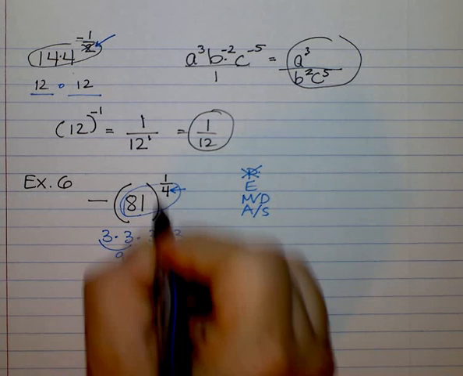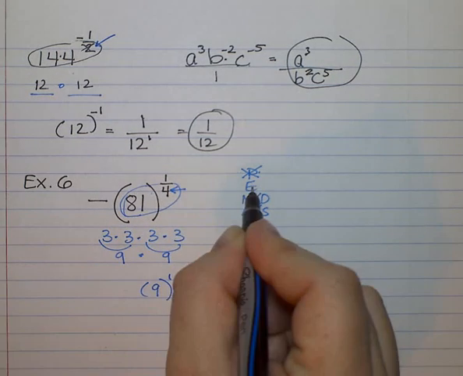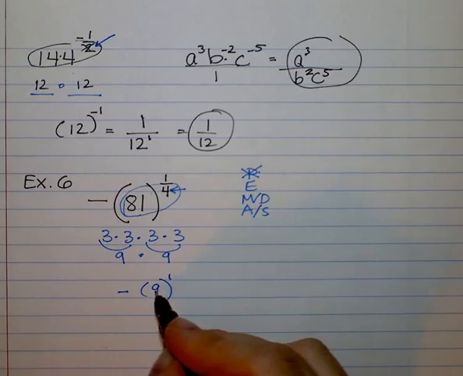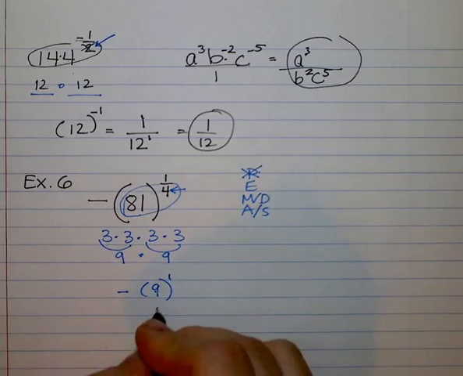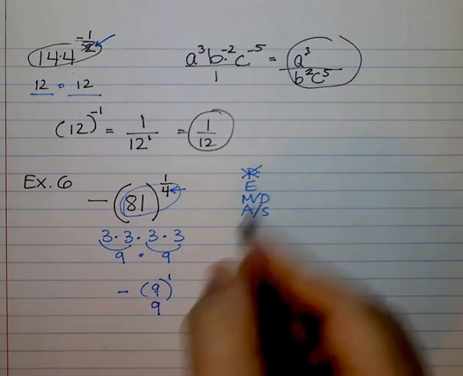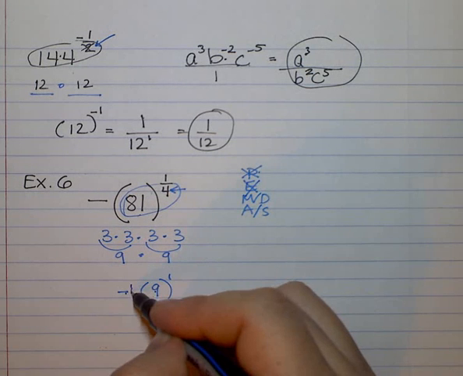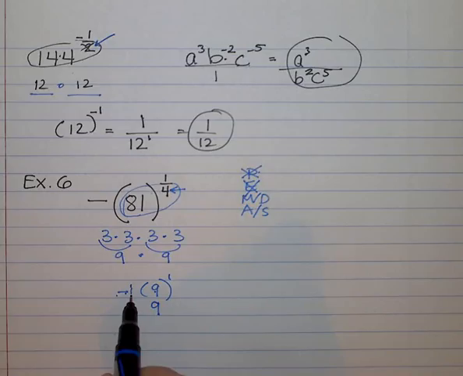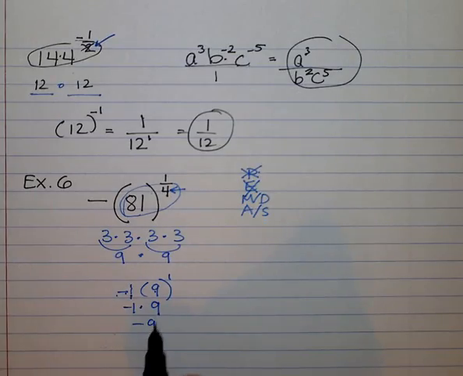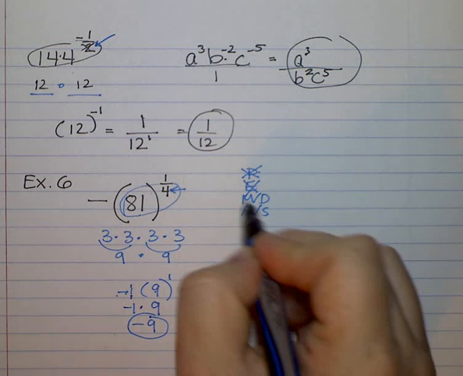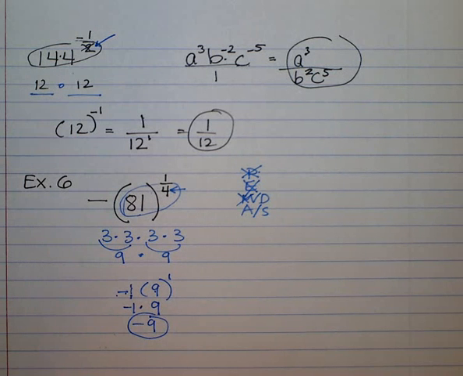Now I have to apply the 1 on top. I'm still taking care of exponents. 9 to the first power is 9. I have no more exponents, so I cross it out. And now the number in front really represents a hidden 1. So -1 times 9 is -9. Final answer. Example number 7.